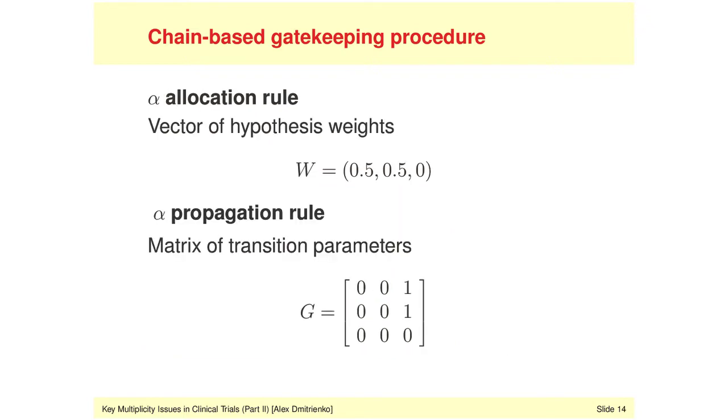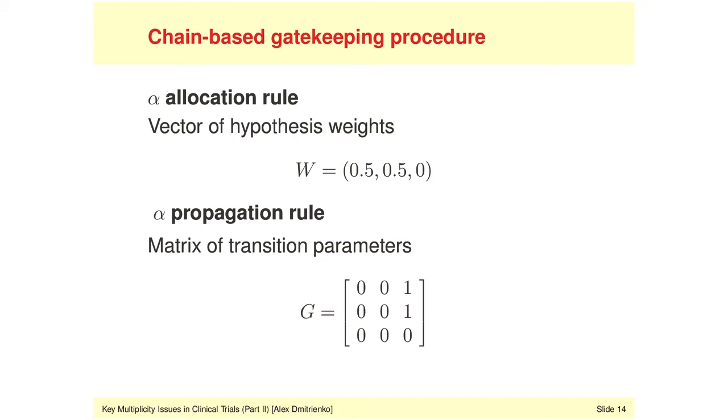Formally, when we talk about alpha allocation and alpha propagation rules for general chain procedures, they are defined using the vector of hypothesis weights and a matrix of transition parameters. This formulation of chain procedures will come in handy when we talk about software implementation of chain-based parallel gatekeeping procedures.